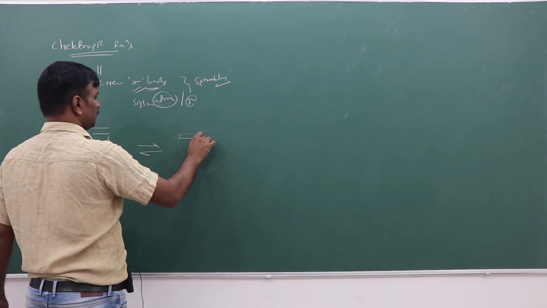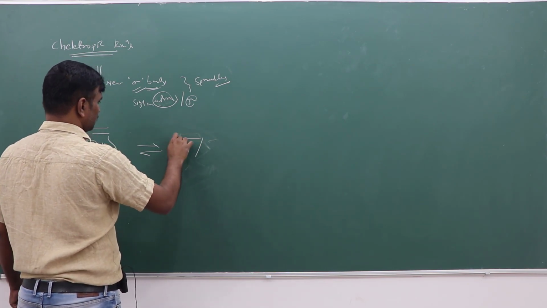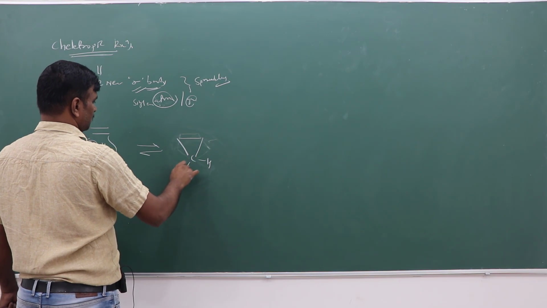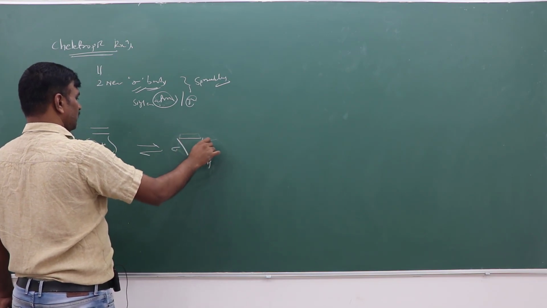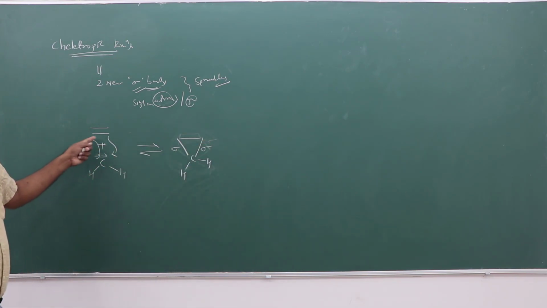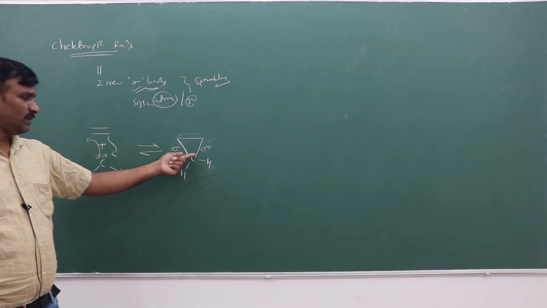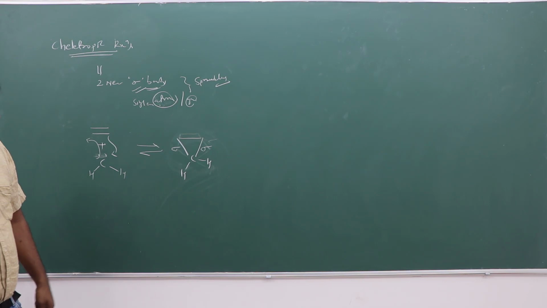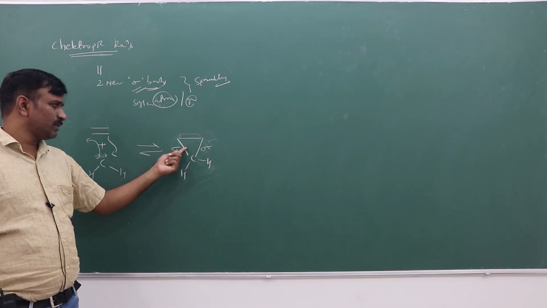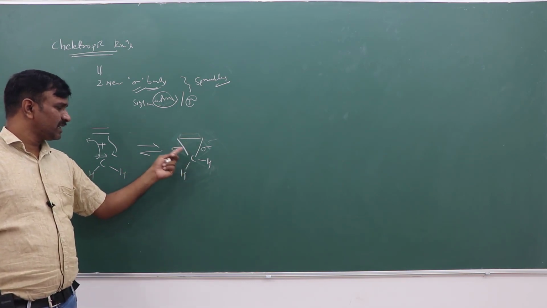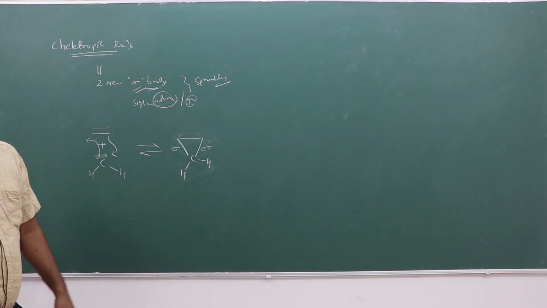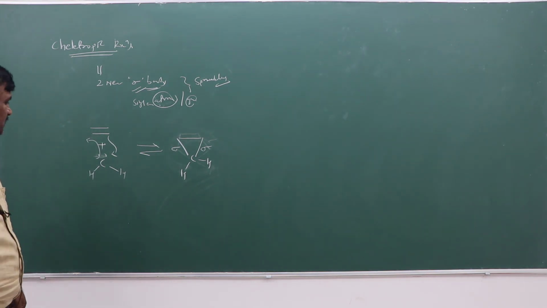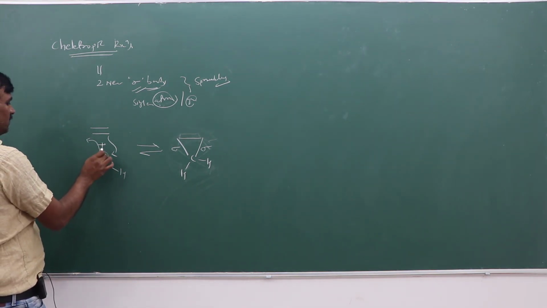Formation of two new sigma bonds takes place simultaneously. Here it is a sigma bond, and here it is a sigma bond. This is an example of the cheletropic reaction. This is also a reversible reaction. If ring opening takes place, again it may be regenerated. Right? Cheletropic reactions.